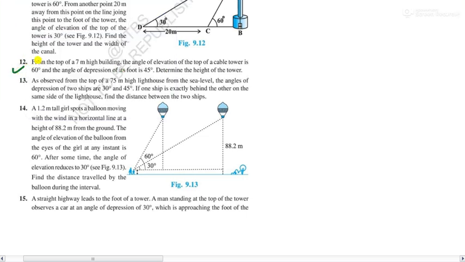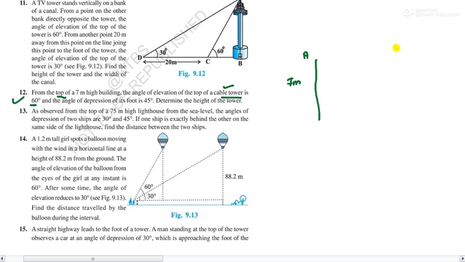Question number 12 says, from the top of a 7-meter high building. So let me draw a building. Let this be the 7-meter high building. From the top of it, let me name it as A, the angle of elevation of the top of a cable tower is 60 degree. The angle of elevation of the top of a cable tower means the cable tower is a little taller than this building, correct?